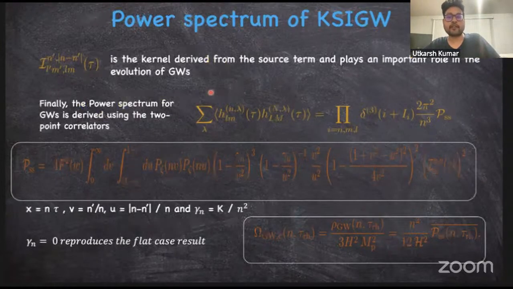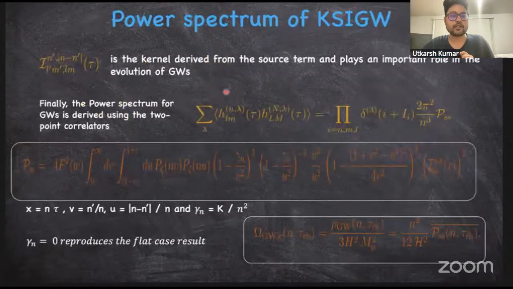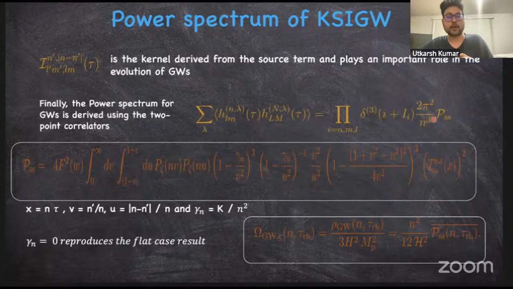So now we can finally extract the power spectrum. For that we calculate the 2-point correlators, which are defined as follows, and the 2-point correlators are connected to the power spectrum in the following way. Now we can extract the power spectrum from these equations, and after tedious calculations, one can write down the power spectrum for the gravitational waves as follows.